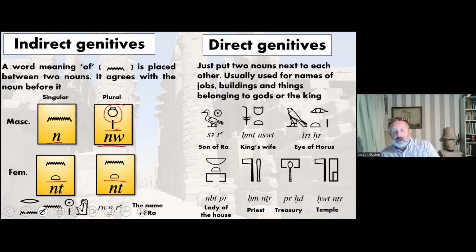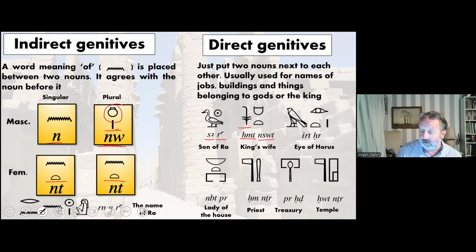Direct genitives are rarer because they've got quite specific uses. You just put the two nouns next to each other, and it's virtually always used just for names of jobs, buildings and things belonging to gods or kings. So literally we've got Sa Ra, son Ra, meaning son of Ra. Hemet Nesut. Don't forget the honorific transposition there. The king is only first because he's the most important. So it's literally wife king, so wife of the king.